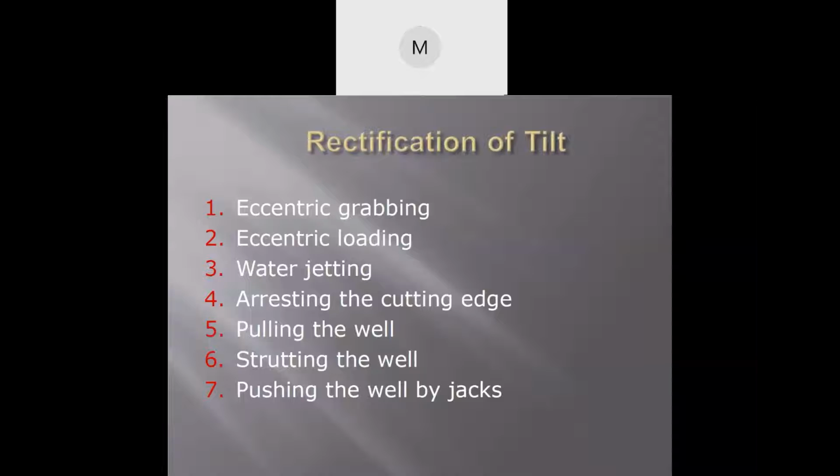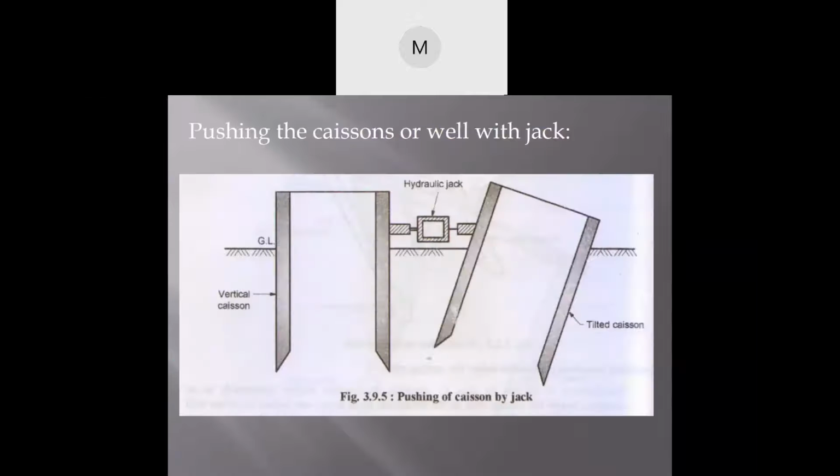So now it is rectification of tilt. Now how is the tilt rectified? Number one is eccentric pulling. What is eccentric pulling? Suppose you can see here there is one vertically strong caisson. It will be attached with a hydraulic jack, and then this tilted caisson will be pulled by this hydraulic jack.